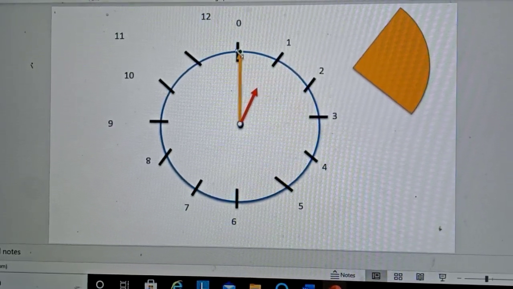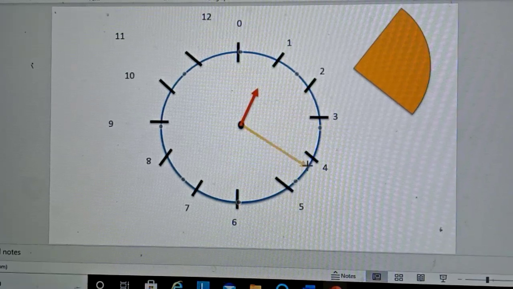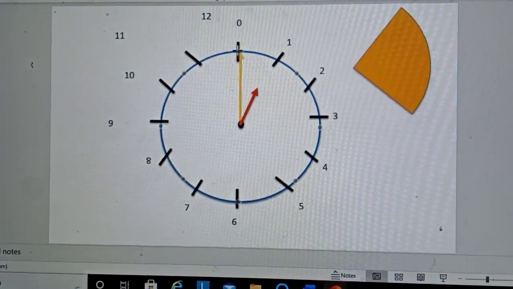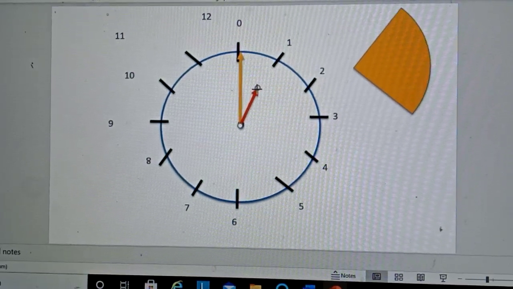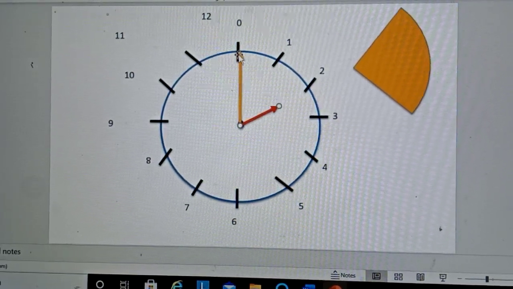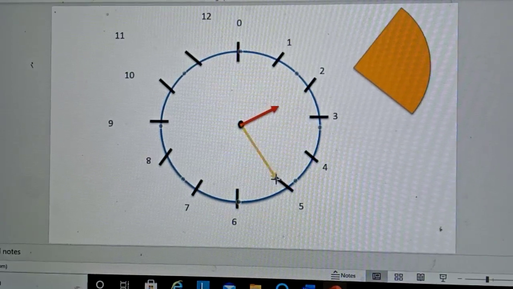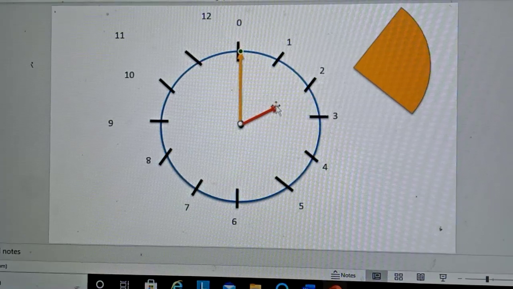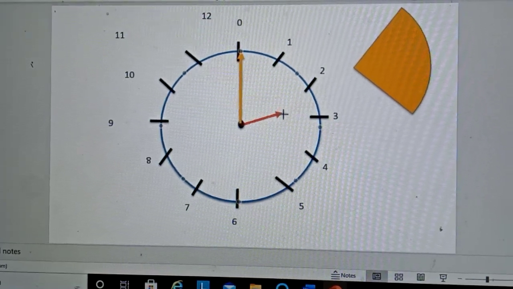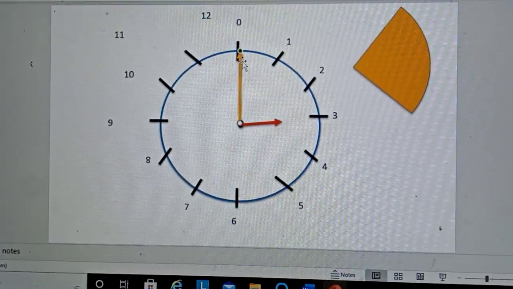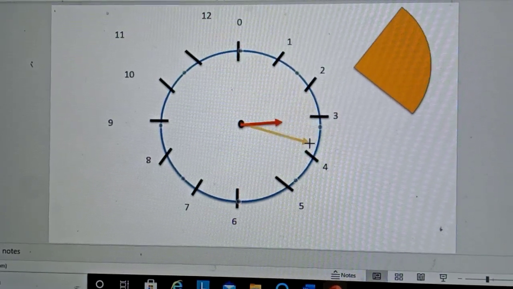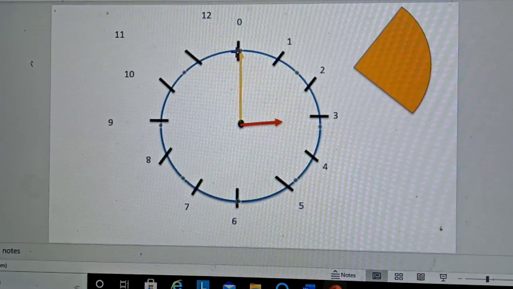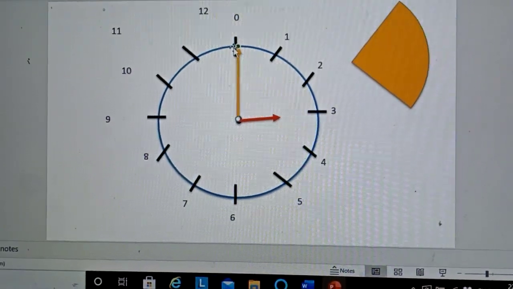And every time the minute hand does a full clock face, does a full 60 minutes, the hour hand moves and says, you've been two times round now. And then the minute hand goes round again. It does another 60 minutes. It does another hour. And then the hour hand says, you've been round three times now. You've been round 3 hours. So one whole turn of the clock is 60 minutes. And 60 minutes is the same as 1 hour.